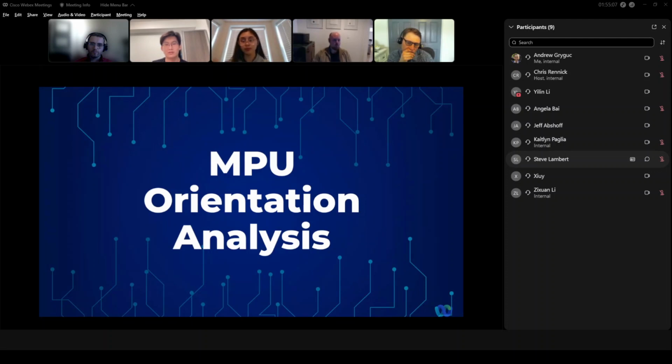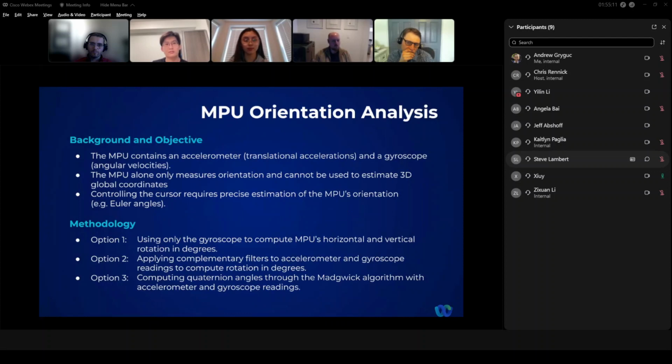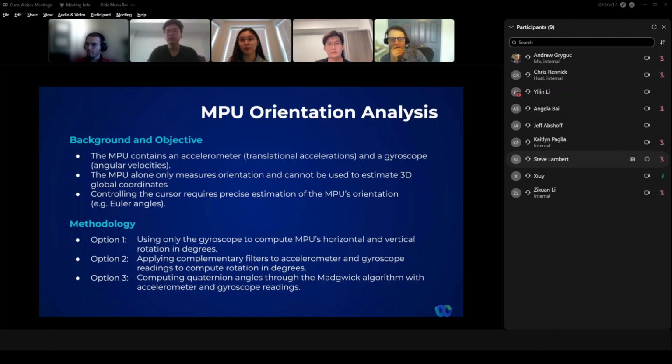In this part, I will be performing the MPU orientation analysis. The MPU contains an accelerometer that measures the translational acceleration along each direction in meters per second squared, and a gyroscope that measures the angular velocity around each axis in degrees per second. We would like to use the MPU as the only sensor for cursor control, which needs screen coordinates as an input. Therefore, the MPU should provide either global 3D coordinate position estimation or orientation estimations of itself.